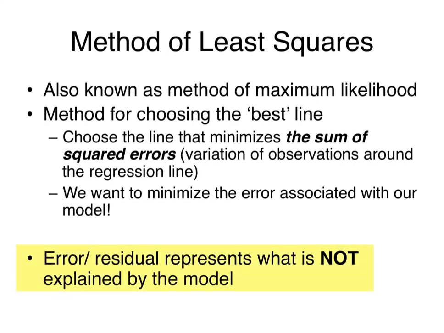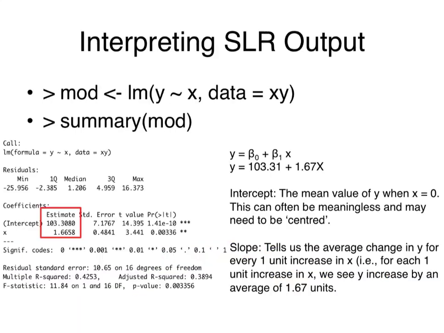Also, as I mentioned, the error associated with our regression represents what is not explained by the model. So this may be due to residual confounding, so some other important explanatory variable could be missing, or it could be due to the measurement of included variables, among other things. So now we'll go over how to interpret simple linear regression output.